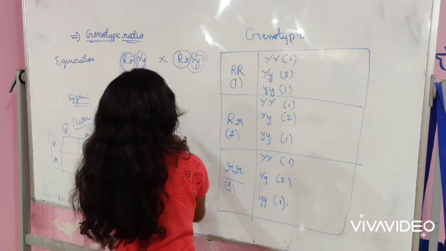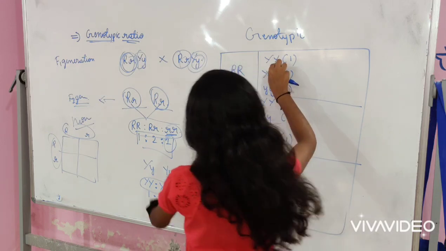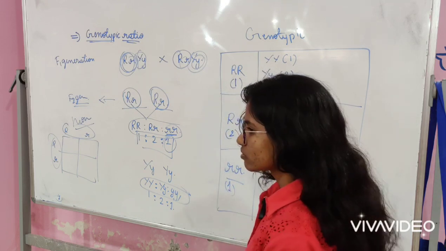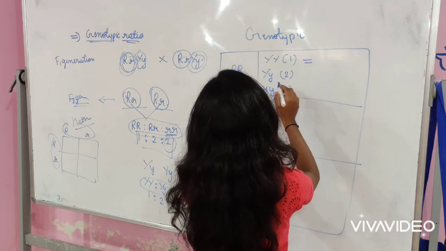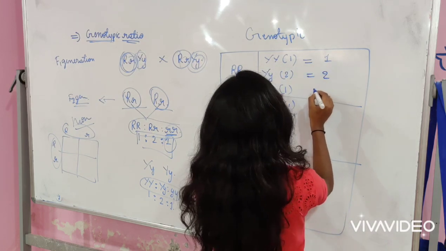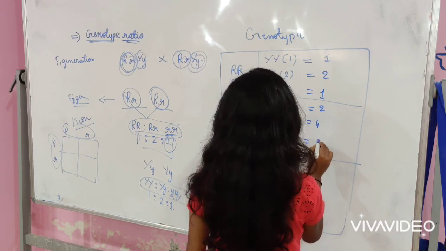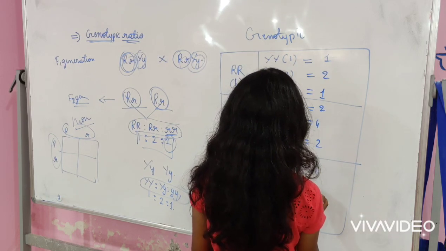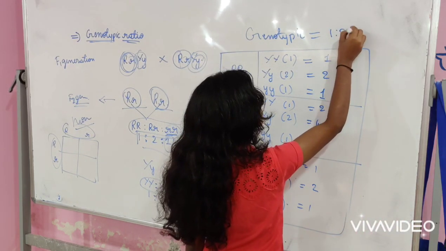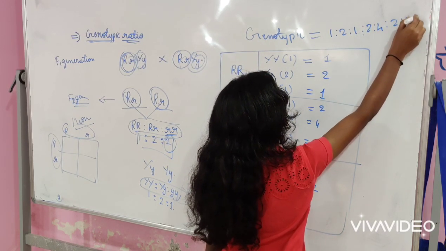Take this R here, this first one and second one and third one. Okay? And then we have YY, Yy, yy. Similarly for everything else. Okay? So here, what will be 1 into 1? What is 1 into 1? 1. 1 into 2? 2. 1 into 1? 1. 2 into 1? 2. 2 into 2? 4. 2 into 1? 2. 1 ones are 1, 2 ones are 2, 1 ones are 1. Okay. So ultimately our genotypic ratio will be 1:2:1 is to 2:4:2 is to 1:2:1.